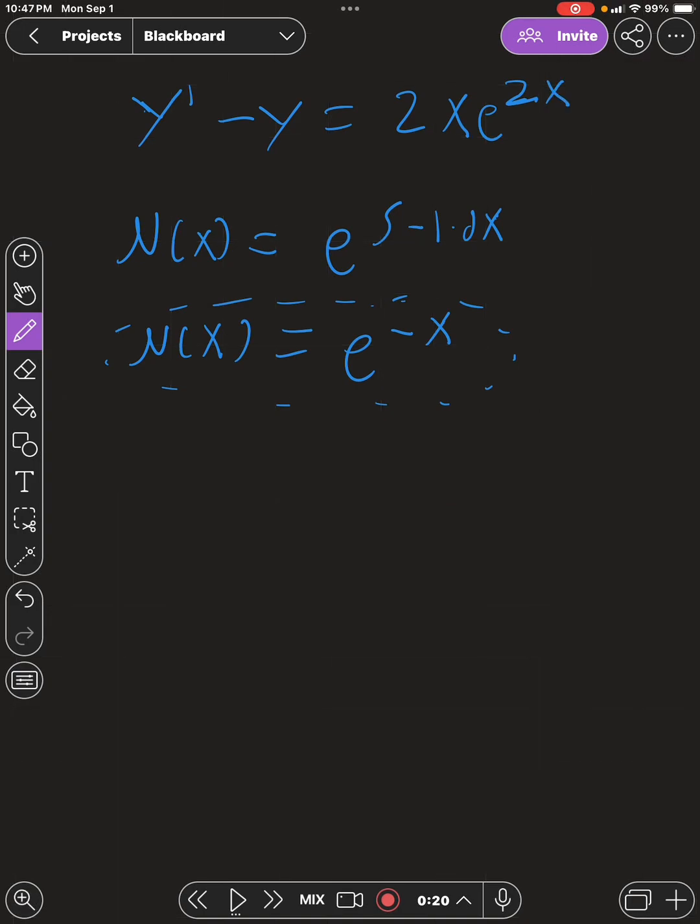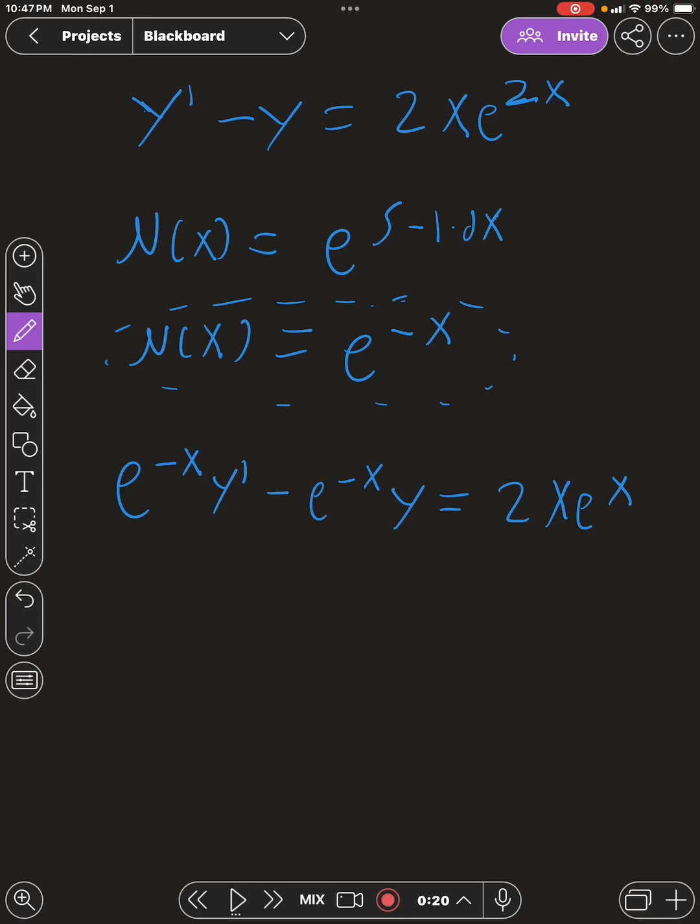So what can we do? We can multiply this whole equation up here through by the integrating factor. What are we going to get? We're going to get e to the negative x y prime minus e to the negative x y is equal to, well, what do we have here? I think one of those e to the x's is going to cancel out. It's just going to be 2x e to the x, correct? Yep, I think that's correct.